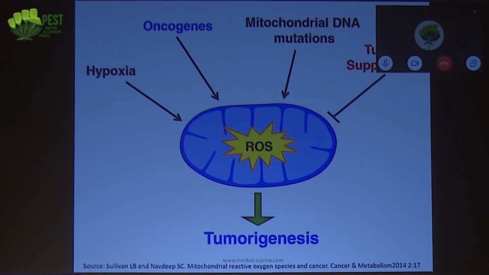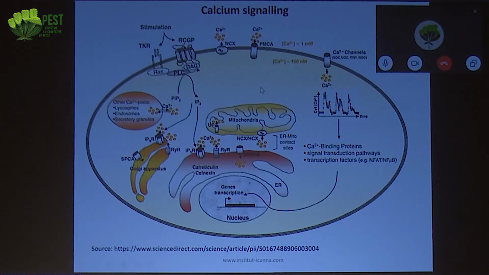Now, this is a representation of a whole cell, so this is one cell. And if we look at different receptors on the top of the cell, we can see that most of the signals that are coming into the cell, they flow over calcium.